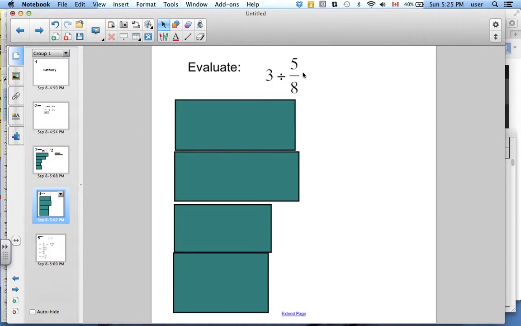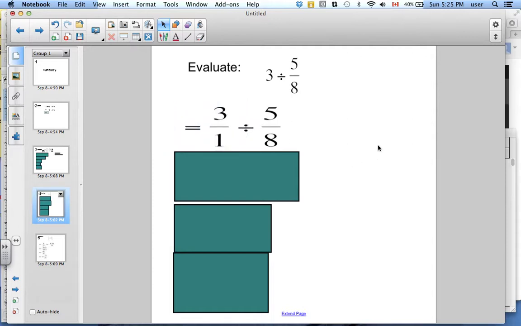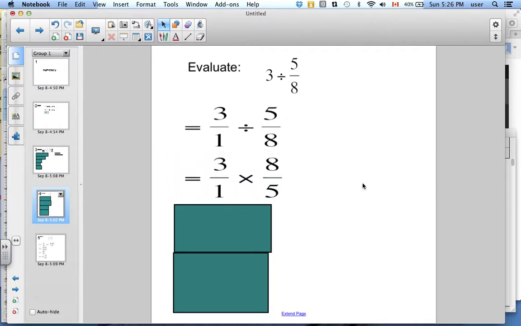So it says to evaluate, and we have division. Well, we have a whole number, and then we have a fraction here. So we're going to have to divide. First thing we're going to do is change this first number. Essentially this first number is 3 over 1. So when we change this, we'll have 3 over 1 divided by 5 over 8. Then you're simply going to apply your division of fraction rules. So we're going to change the sign to multiplication and flip our second fraction. So we're going to get 3 over 1 multiplied by 8 over 5.